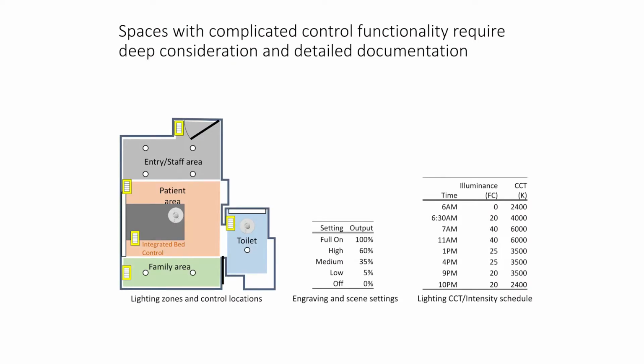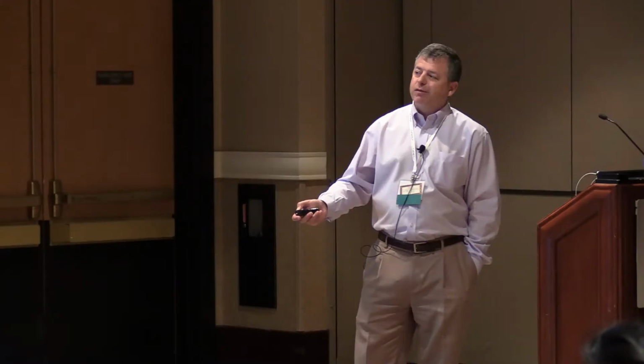So as we look at different spaces, here's a patient room. We're talking about a patient room that's got several different areas to it. It's got a staff area, the patient area by the bed, a family area, as well as the bathroom. This is how the room potentially is configured based on the presets in the room and based on the time of day.